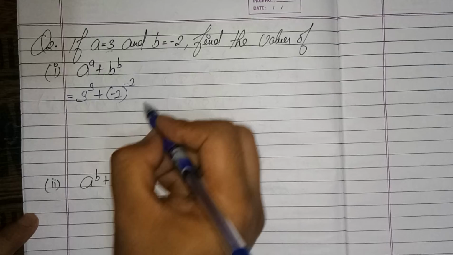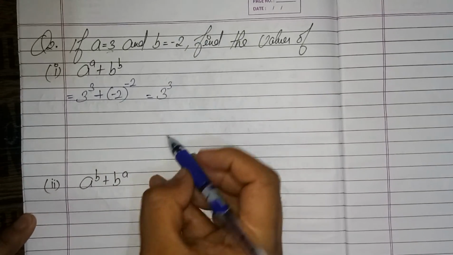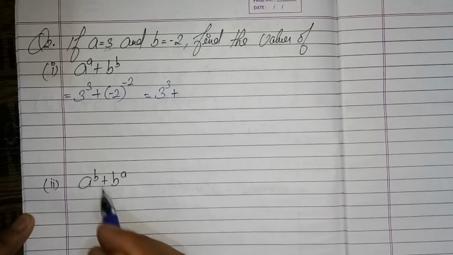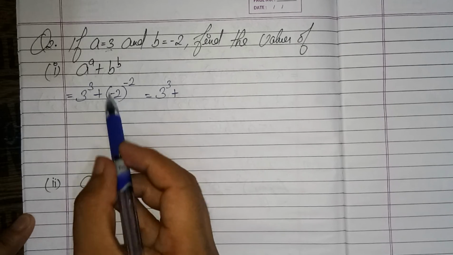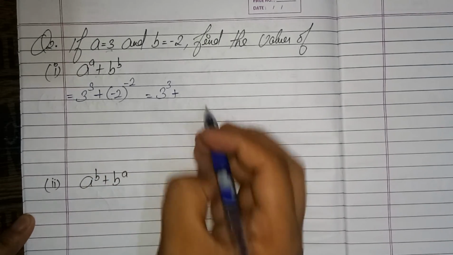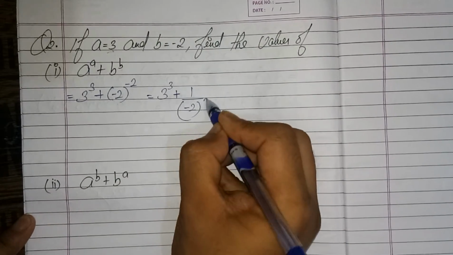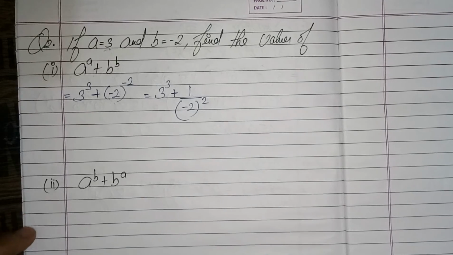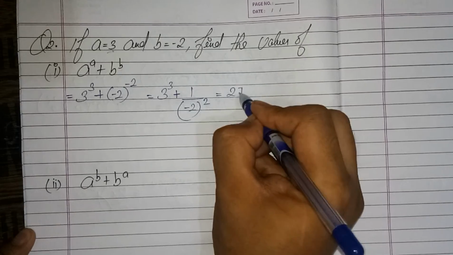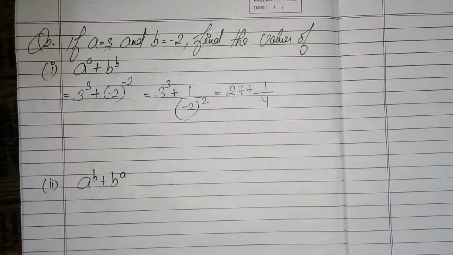Now what I get is 3 raised to power 3 plus, now if I take the reciprocal of this term, then the power of this number becomes positive. So I get 1 upon minus 2 raised to power 2. So the answer will be: the cube of 3 is 27, plus the square of minus 2 is equal to 4, right?